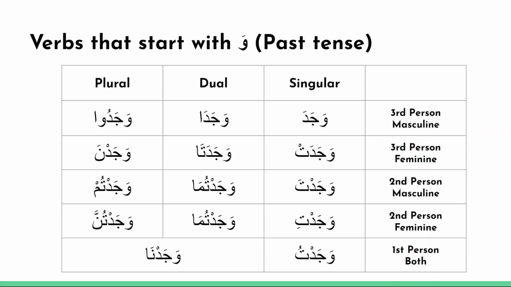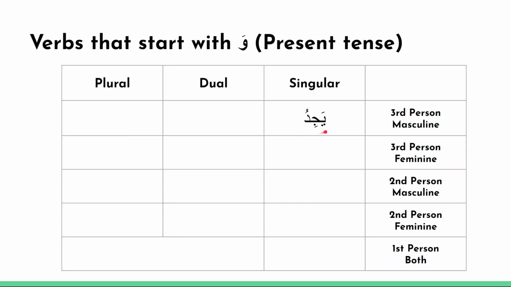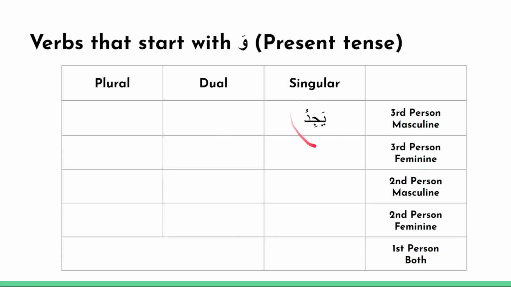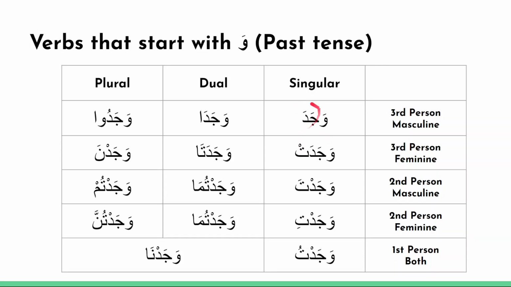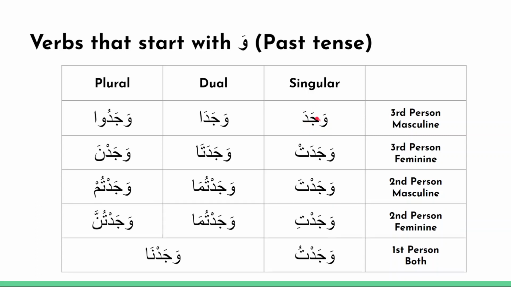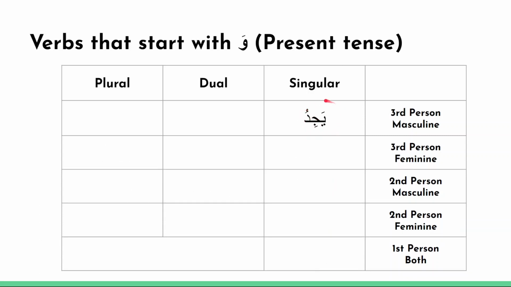So what's different about these irregular verbs that start with waw? It turns out that they're not different in the past tense, but they're actually different in the present tense. In the present tense, if I want to say he finds, so wajada is he found, yajidu is he finds. Notice how it's different here. If this was a regular verb, we would go from kataba to yaktubu, or daraba to yadribu.